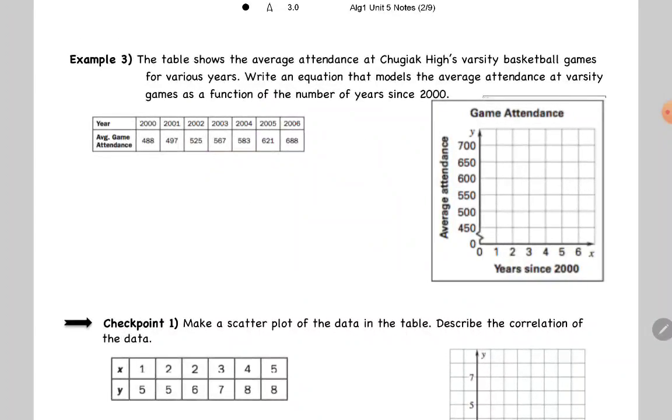The table shows the average attendance at Chugiak High's varsity basketball games for various years. Write an equation that models the average attendance at varsity games as a function of the number of years since 2000. Okay, so they want us to first do our scatter plot, and then we're going to write an equation that depicts the data. So let's look at this.